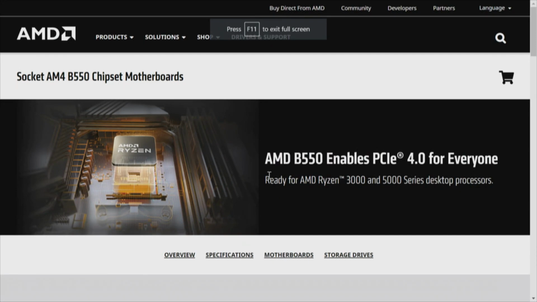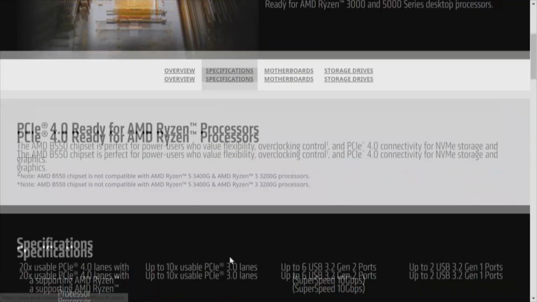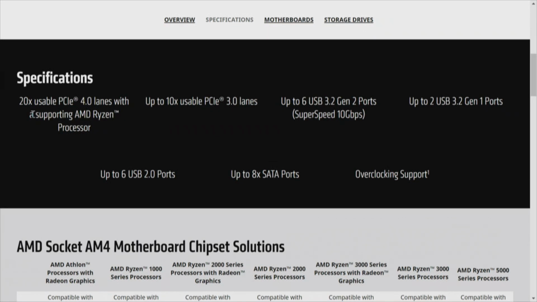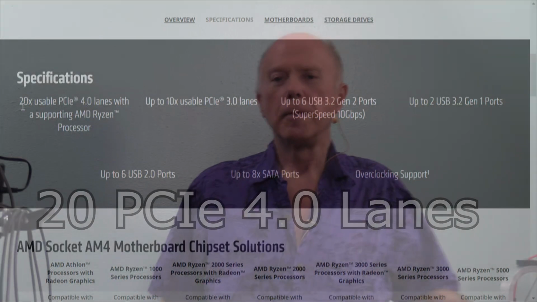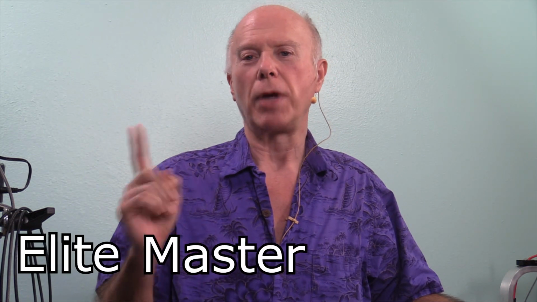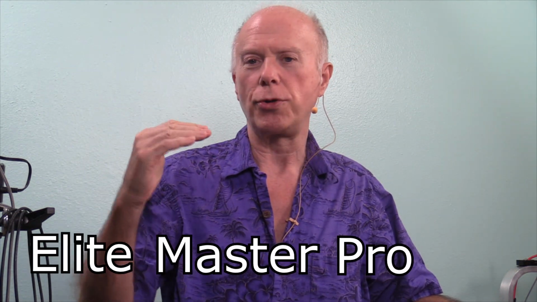The first thing we need to do is take a look at the AMD B550 chipset. Let's look at the specifications and see what we have to work with. We have 20 PCI Express 4.0 lanes, 20. Keep that in mind. And on this chipset, Gigabyte has three motherboards, Elite, Master, and Pro. We're going to look at those three, 1, 2, 3, and itemize. Let's go to the first one.